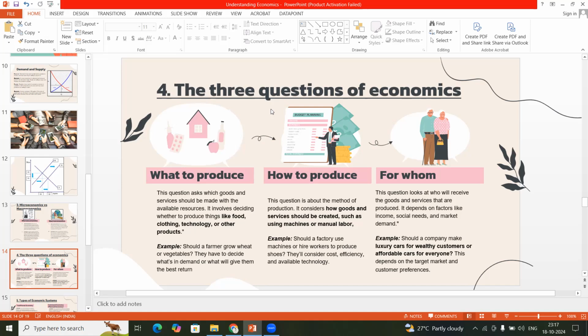And for whom to produce? That is, should a company make luxury cars for wealthy customers or affordable cars for everyone? So should the company go to the niche market, or will it produce cars at an affordable rate for all, so that all the people from the middle level to the high income earners can purchase the car? So this we have to decide. The economy has to decide.